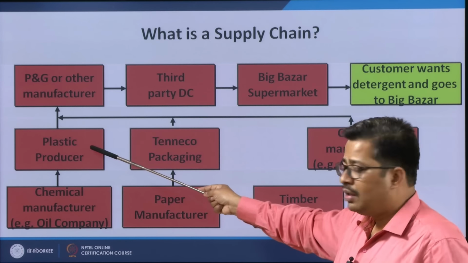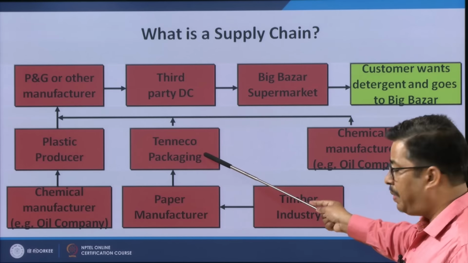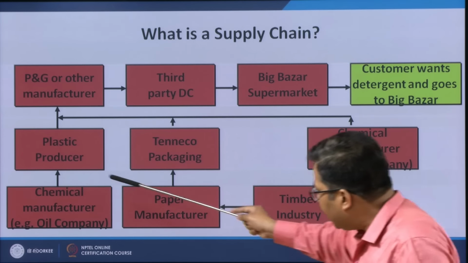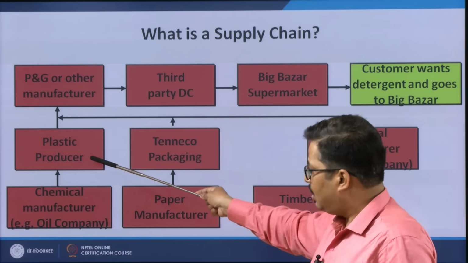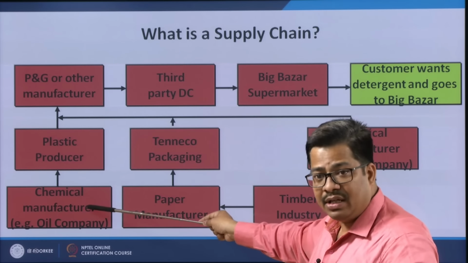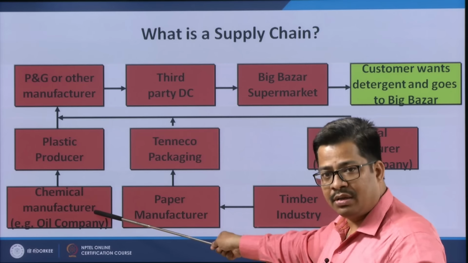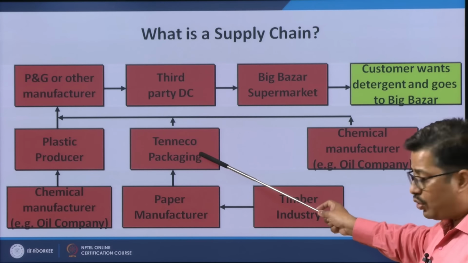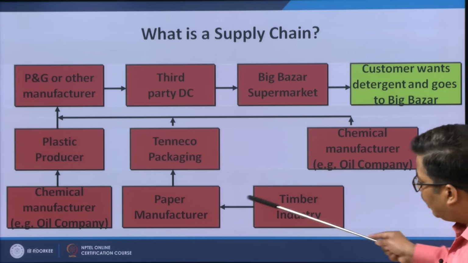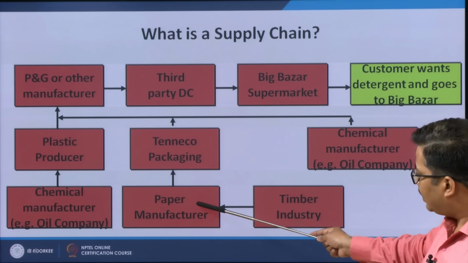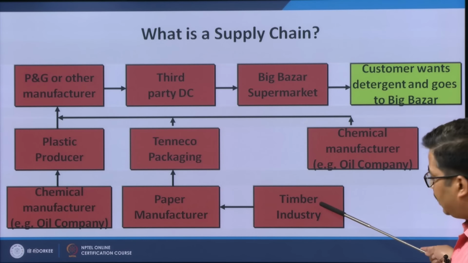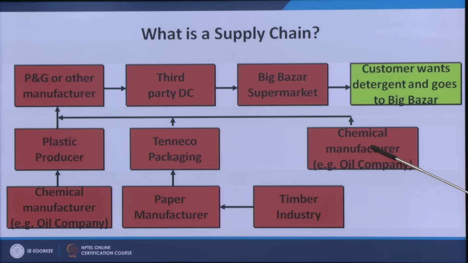It requires a plastic producer, it requires packaging, it requires a chemical manufacturer, and the plastic producer further requires a supplier like a chemical manufacturer to get the plastic granules. This packaging supplier requires the timber industry and paper manufacturer. The paper manufacturer is the supplier to the packaging industry, and the paper industry requires the timber industry, and then again the chemical manufacturer which is required for making the detergent.